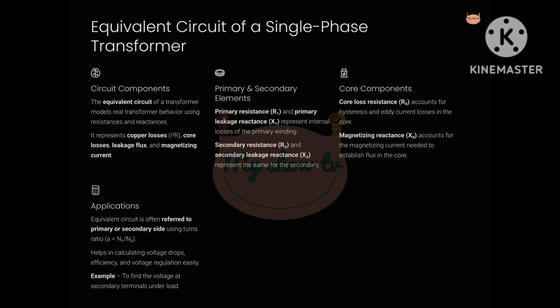Example, suppose a transformer's secondary resistance is 0.2 ohm, and turns ratio is 2:1. Then, referred to primary, the resistance becomes 0.2 times 2 squared equals 0.8 ohm. Significance: this model helps in analyzing transformer performance, voltage drop, efficiency, and regulation can be easily calculated.